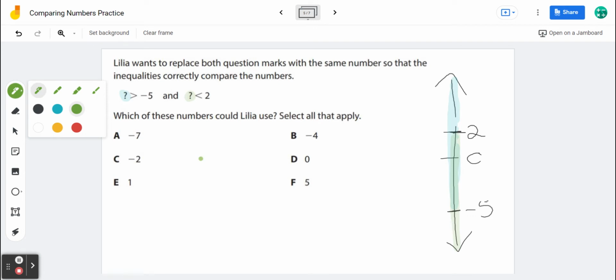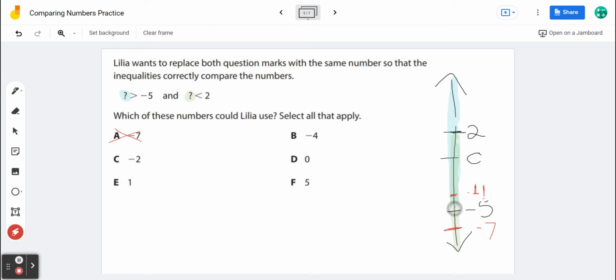So I'm gonna go through. Let's do A, -7. -7 is down here, so that doesn't fall in my sweet spot. B, -4. -4 is like right here. That one does work. It falls in my sweet spot. It is greater than -5 because it's above -5, but it's also less than +2 because it's under +2. So that means B is an answer.